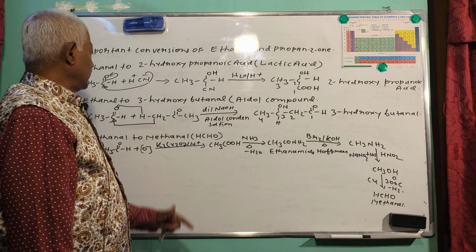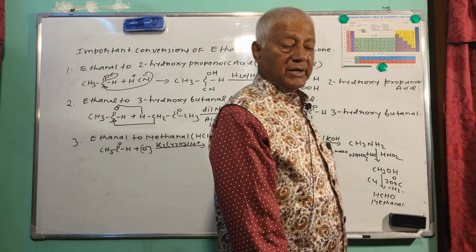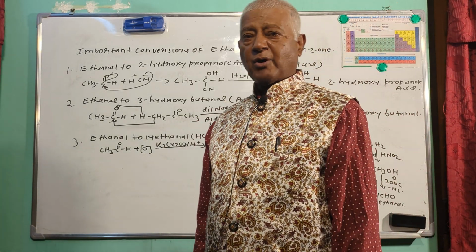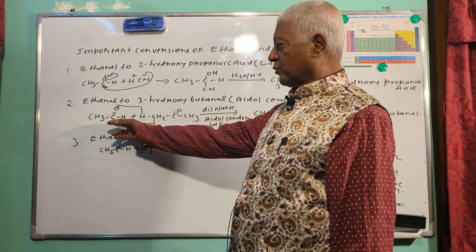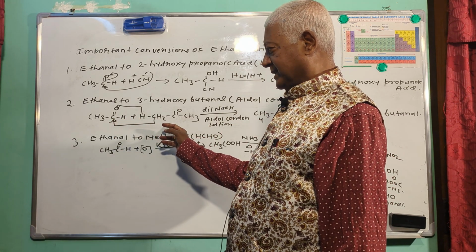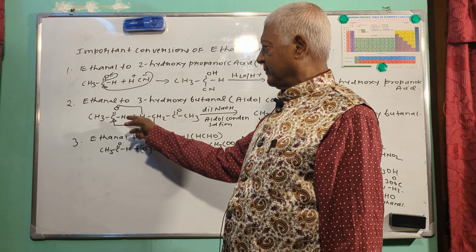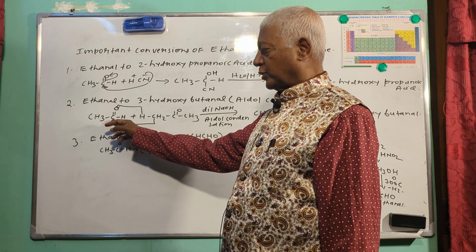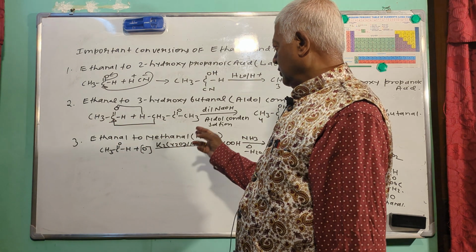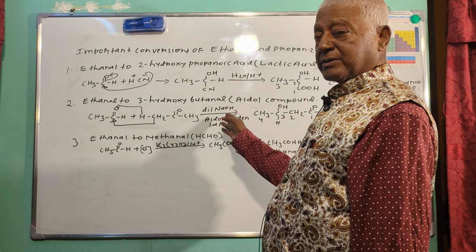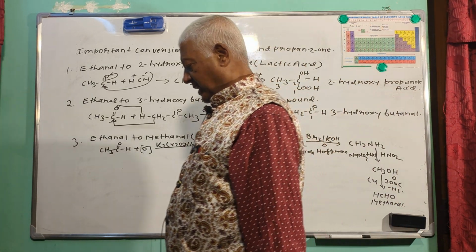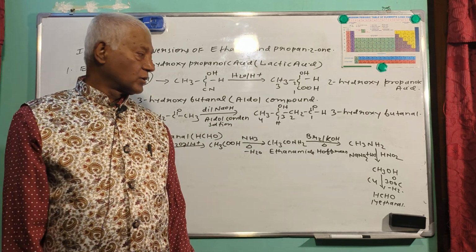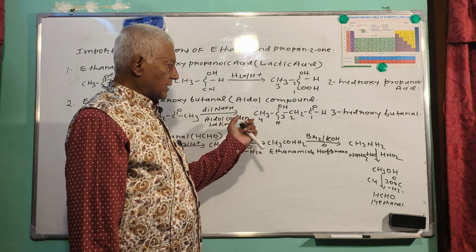Now the next one is ethanal to 3-hydroxybutanal. We have already studied the aldol condensation reaction. So with 2 molecules of acetaldehyde, the H adds over here, and that CH2 goes over this carbonyl carbon, in the presence of dilute NaOH. What type of reaction is it? Aldol condensation reaction. And after aldol condensation, what we get is the aldol compound. So both compounds condense with each other.